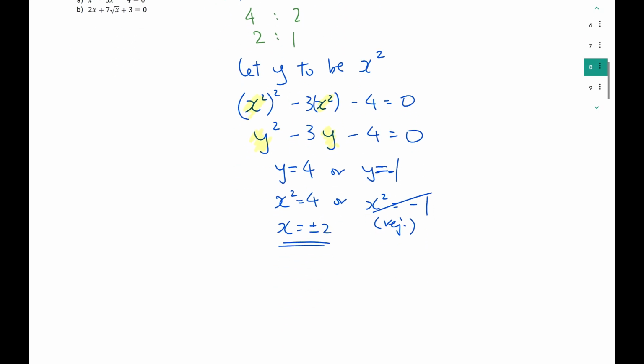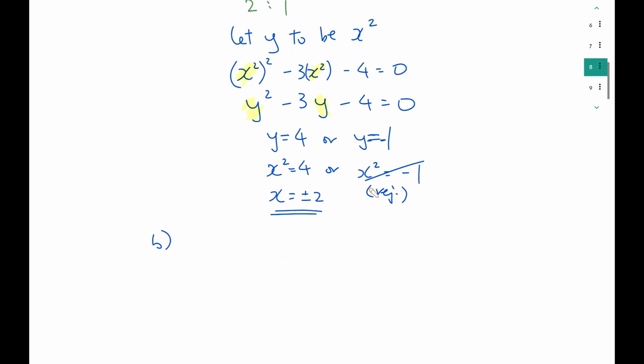2x plus 7 root x plus 3 equals 0. Let me rewrite the question. So 2x plus 7 root x plus 3 equals 0. So let's put the root x back in the power. So 2x plus 7x. Do you remember what a square root means in the power? Yes, a half, plus 3 equals 0.